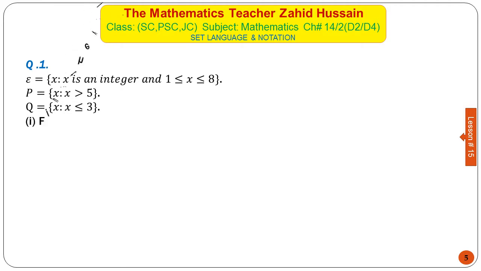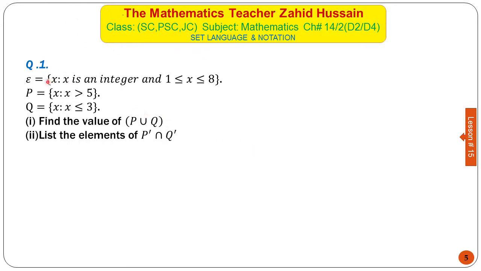This is question number 1. In this question, universal set is given, which is a set of all x such that x is an integer and x is greater than or equal to 1 and less than or equal to 8. P is a set of all x such that x is greater than 5, and Q is a set of all x such that x is less than or equal to 3. Now this is the universal set, and these two sets are the subsets of this set. All the elements of P and Q will belong to the universal set, and no element of P and Q will be outside this universal set, because in this problem this is the universal set.